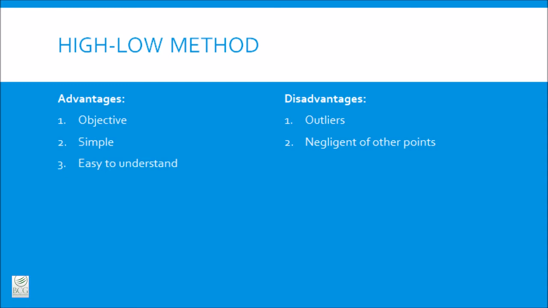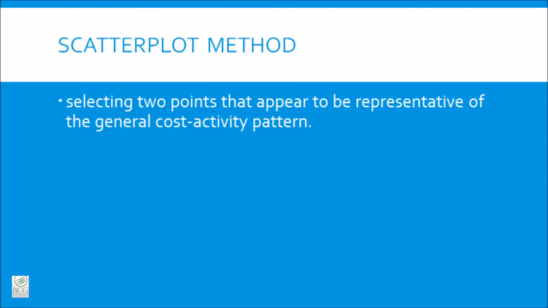Second, even if these points are not outliers, other pairs of points may clearly be more representative, which is a disadvantage of the high-low method because it ignores the other data points. Now next is the scatterplot method. The scatterplot method is selecting two points that appear to be representative of the general cost-activity pattern.